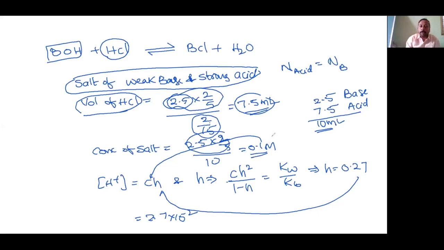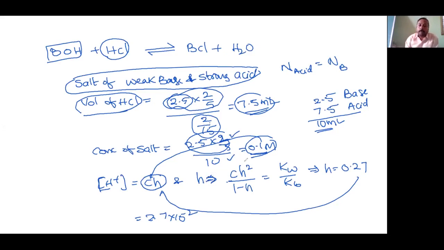This is the concentration of salt, these are the moles of salt, and this is the volume of salt. Now the question is about the concentration of H plus. Normally, if it is an acid, it will be C alpha. But it is a salt, therefore C into h. In place of acid we take alpha, in place of base we take alpha, but in place of the salt we take the degree of hydrolysis h. And here, h is equal to C alpha square.